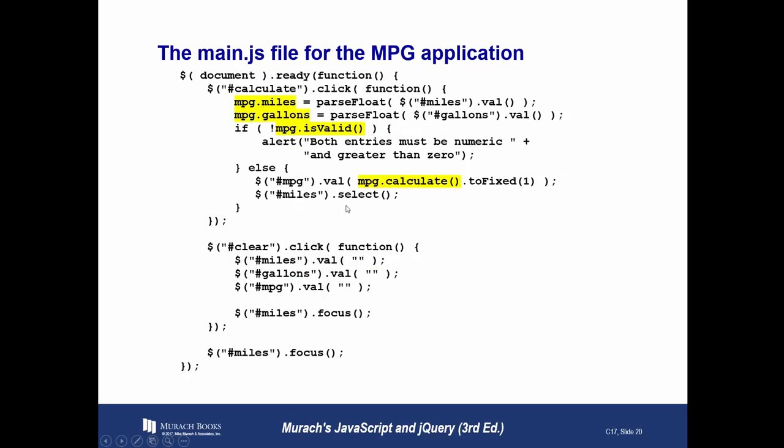Then we have our main.js file. So this is the one we're going to use along with the other one. This main JavaScript file is going to use the properties and the methods of the MPG object to calculate and display the MPG based on what the user entered for miles and for gallons.